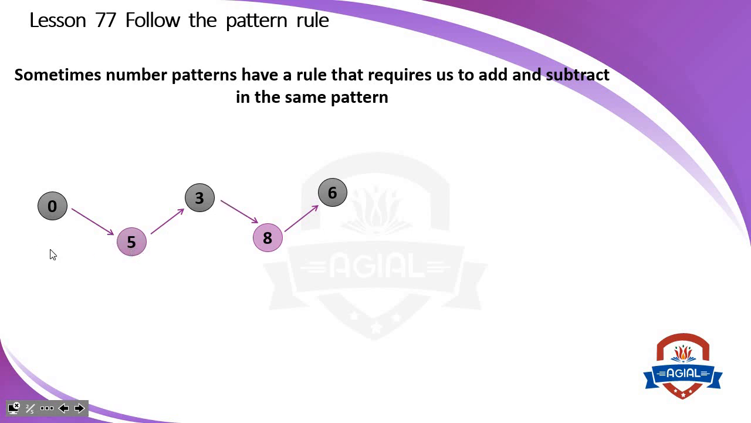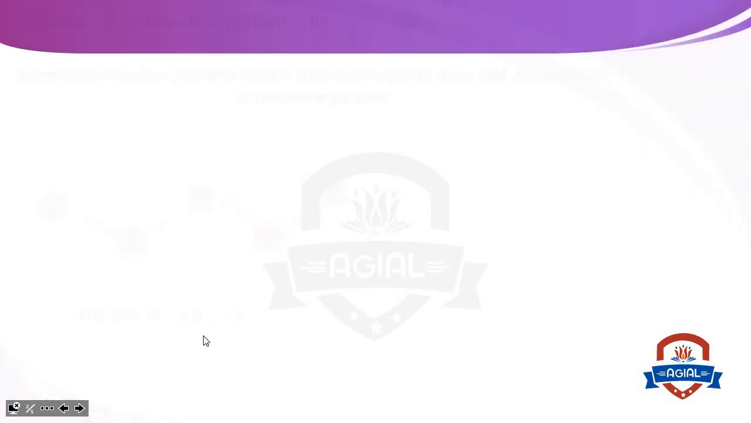So here we have two rules. We have a two-rule pattern: positive 5 and negative 2. 3 to make 3, 8, so we increased 5. Yes. 8 to make 8, 6, we decrease 2. So here we have two rules, positive 5 and negative 2. So the rule pattern here will be positive 5 and negative 2.